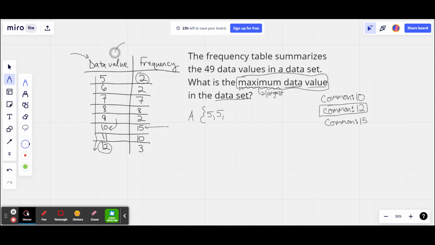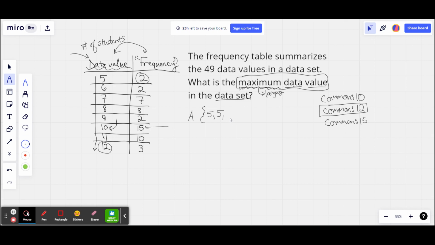Sometimes they'll switch things up and they'll put the frequency on the left and the data value on the right, or they might call the data value something else. Frequency is always frequency. Data value could be something else. They could call it number of students or something like that. So do know that that name can change. Frequency is pretty common. They can move them around. You want to make sure that you're writing down the values and thinking about the frequencies for how many.